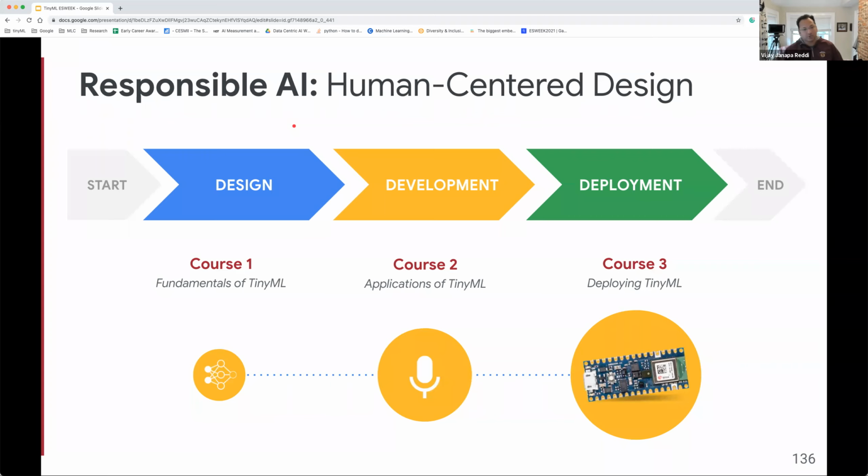So we made sure we had experts come in, and we built materials specifically for understanding what responsible AI means in the context of TinyML. We do this in the context of design, development, and deployment. That's not what the whole course is about. It's a portion of the course.